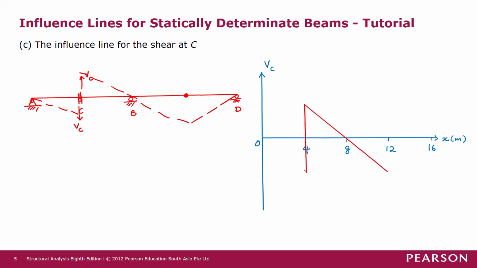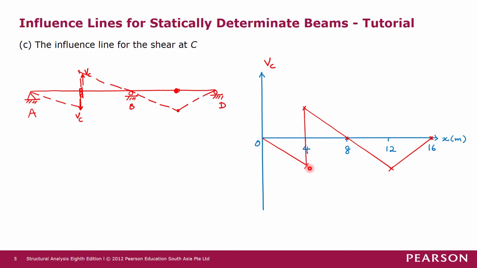And then from 12 to 16, we have a shear force line sloping upward like this. So this is the general shape of the influence line for VC. Okay, but we still don't know what the key values are over here, here, and here. So now we want to select one point where we can determine one of the key values.